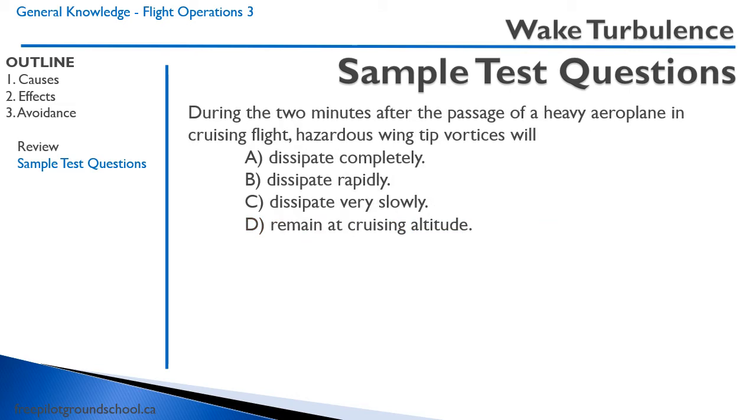During the 2 minutes after the passage of a heavy airplane in cruising flight, hazardous wingtip vortices will A, dissipate completely. No, they will not. B, dissipate rapidly. Nope. C, dissipate very slowly. That is correct. D, remain at cruising altitude. No, they actually drop. So the correct answer is C. They'll dissipate very slowly.